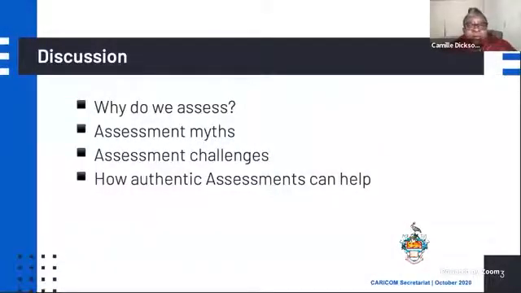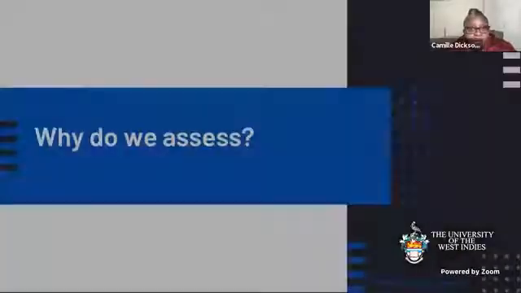So what we're going to discuss today is really why we assess, because you can't discuss authentic assessments without understanding the reasons behind and the history behind why we assess. We're going to discuss some assessment myths, some challenges, and how authentic assessments can help you with these challenges.